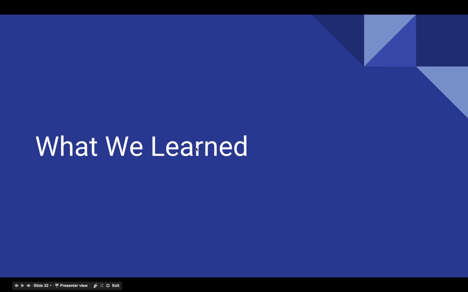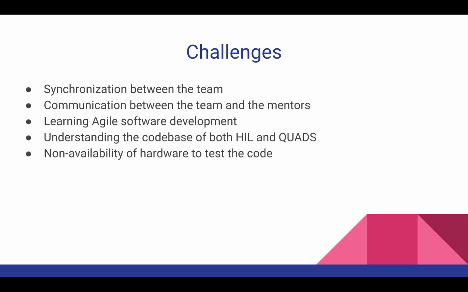What we learned throughout the course of this project. So first of all, we had to overcome some challenges throughout the course of the project. One being synchronization between the team. It's really hard to get 5 people with very different schedules to be able to work together all the time on a consistent basis. And we also had a lot of issues early on, at least, with communication between the team and our mentors, and that mainly just came from miscommunications as to what they were looking for. But I think that we were able to overcome that with constant communication with them over Slack, and we also had a weekly face-to-face with them, which was very helpful.